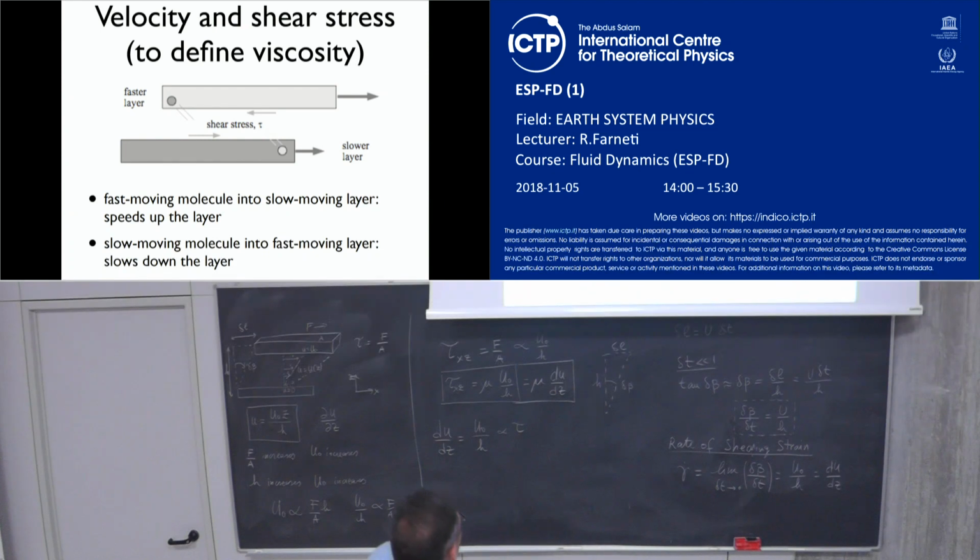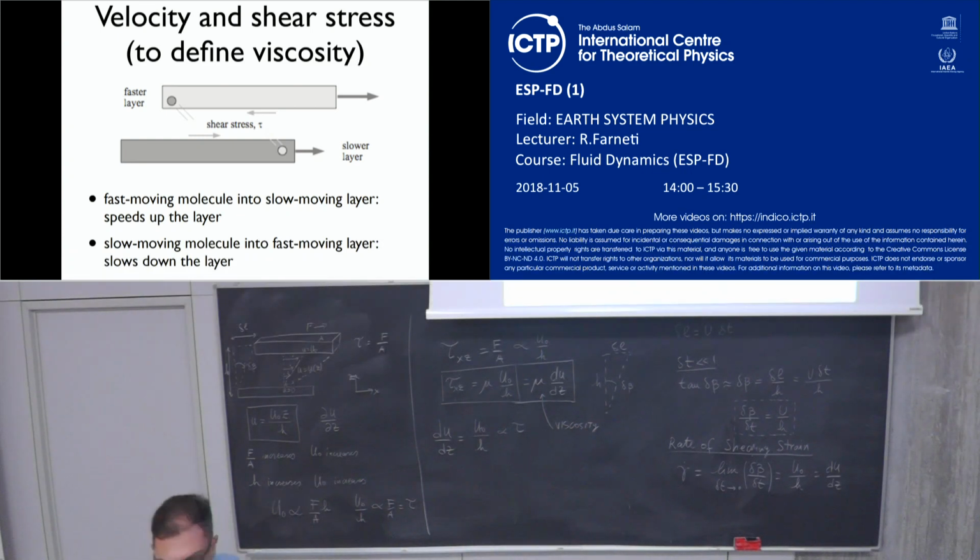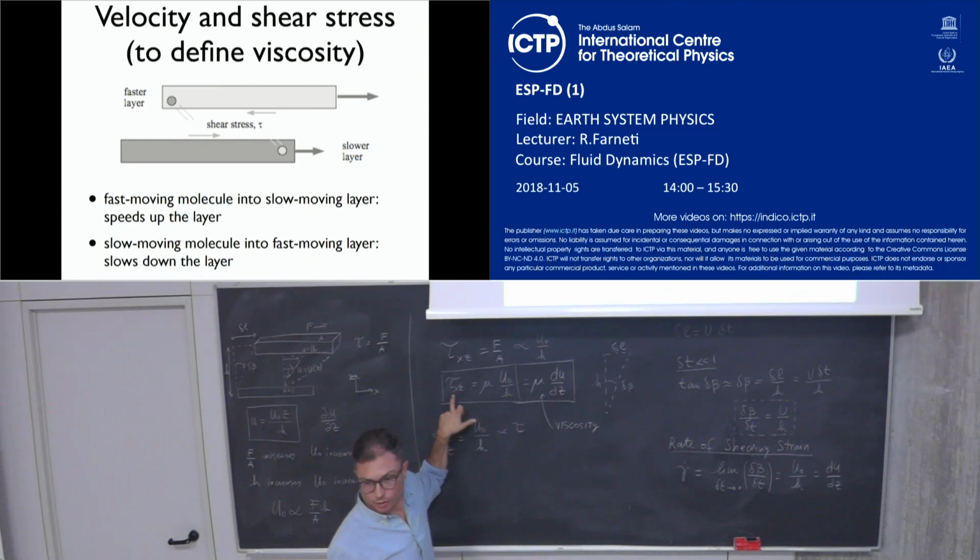And this is what we call viscosity. Okay? That's the viscosity of the fluid. So the more viscous the fluid, the smaller the velocity gradient that you create. And the less viscous the fluid, the larger the velocity gradient that you create. And so the viscosity is the resistance of the fluid to being deformed by a shear stress.